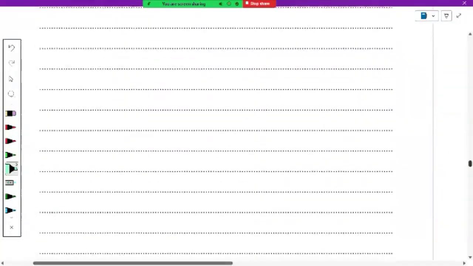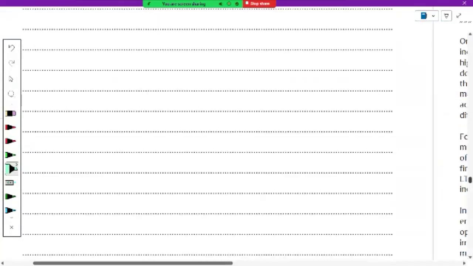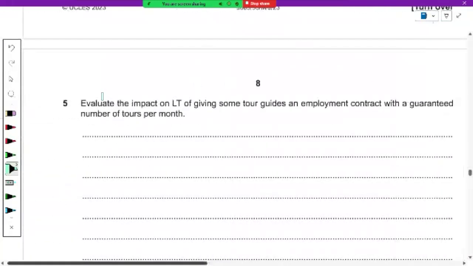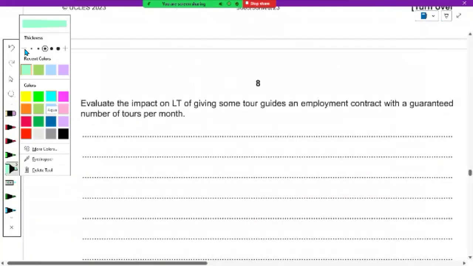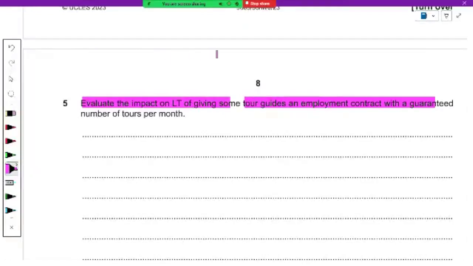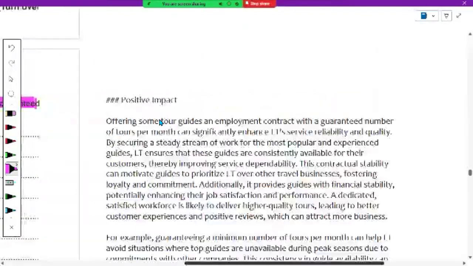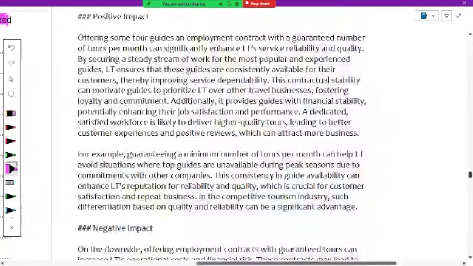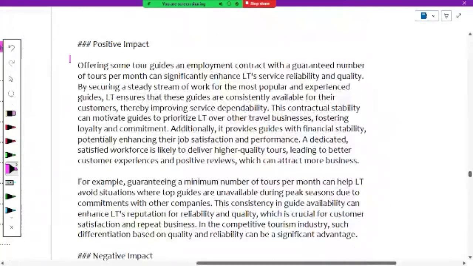Okay, so now we have this question: evaluate the impact on LT of giving some tour guides an employment contract with a guaranteed number of tours per month. Okay, so now let's see this question. What would be the positive and what would be the negative impact of this? First of all, let's discuss the positive impact.